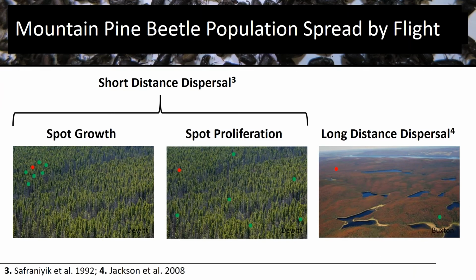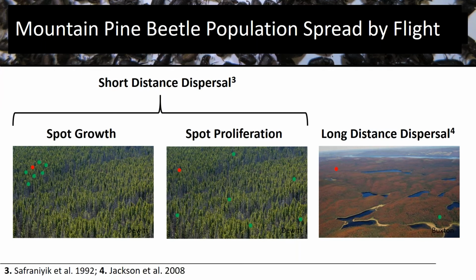The mountain pine beetle exhibits 3 distinct patterns of population spread as a result of flight. The first 2 patterns, shown on the left-hand side here, occur within a forest stand. Spot growth occurs when emerging beetles attack a tree near the natal host, while spot proliferation is when beetles fly past suitable hosts before selection of a host further away, but still within the same stand.